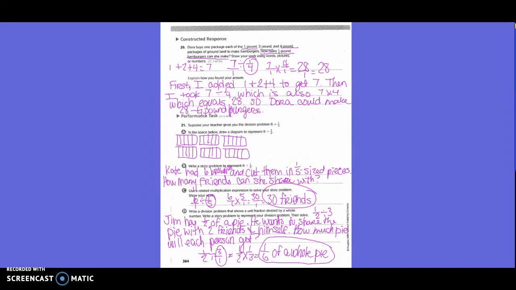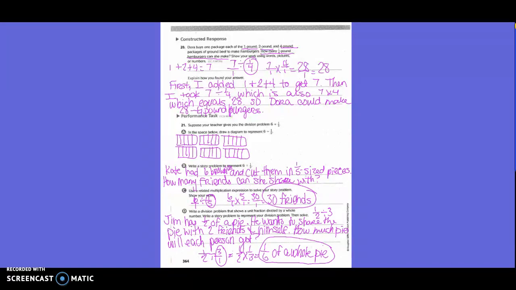Letter C says use a related multiplication expression to solve your story problem and show your work. So we took 6 over 1 and divided it by 1/5, which then turns into 6 over 1 times 5 over 1, which equals 30 over 1, which also equals 30, and then we put a label with friends.